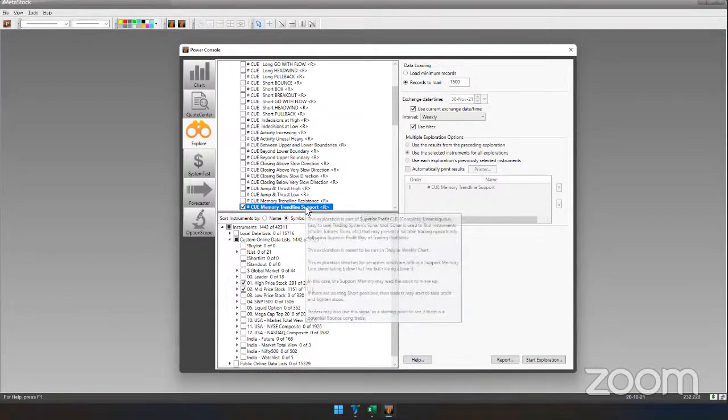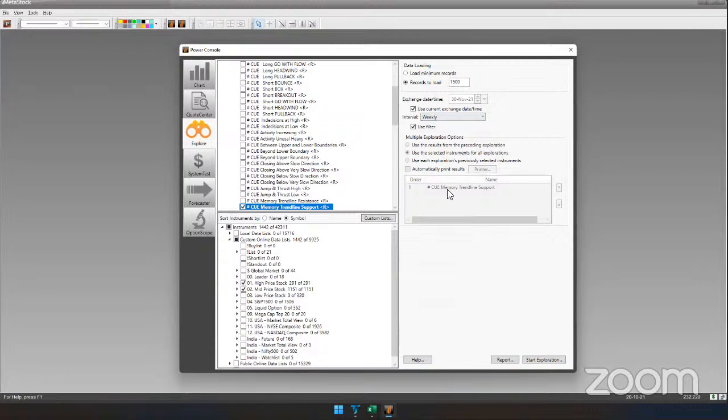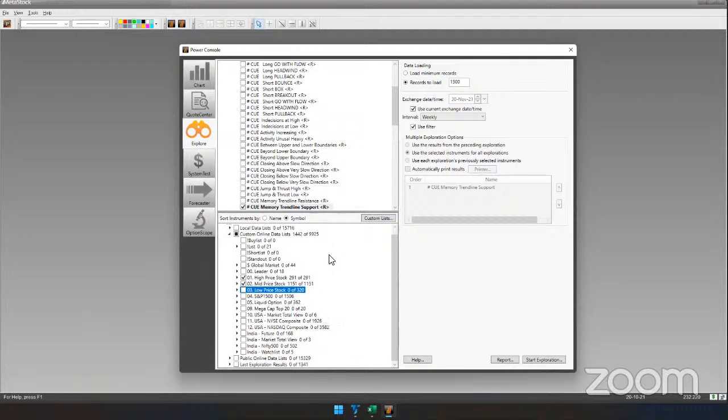I have to run memory trendline support on weekly first, and you can see the selected scans come here, only one. I run it on my stock universe, let's say high price stocks, mid price stocks. These are liquid stocks, avoiding low price stocks because they are speculative. Once I run this scan, it will create an output. And in Metastock, the output of the last scan is always available in this result, last exploration result.